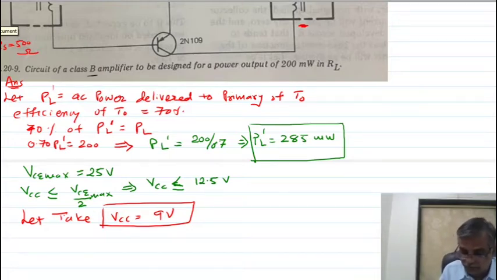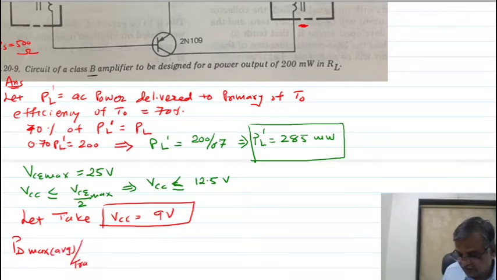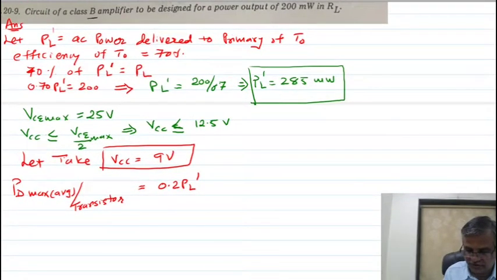Please remember one formula. The average value of the power dissipation per transistor for a class B operation is given by 0.2 PL dash. The average value of maximum dissipation occurring in a transistor over a full cycle is given by 0.2 PL dash.